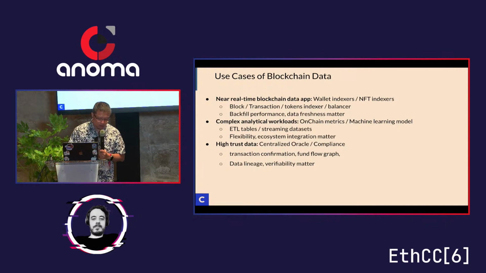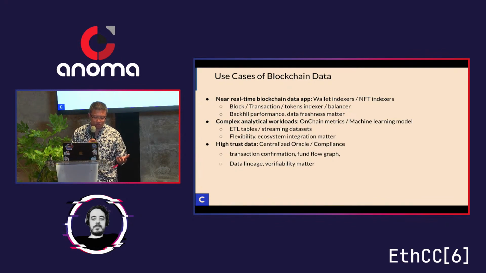Last category is very enterprise specific. It's called high trusted data. As a crypto company, even though everything is on blockchain, we still need to actually do things to connect to the real world. For example, we need to make sure the particular transaction is confirmed. We then actually send out the token, because otherwise we lose money.